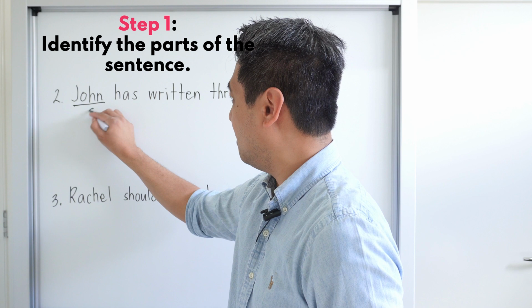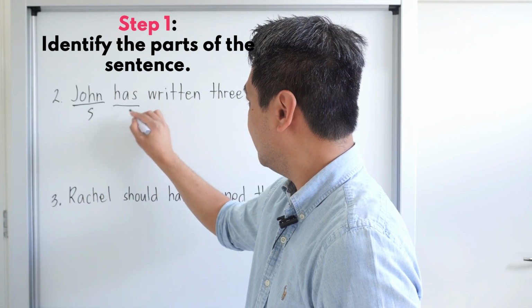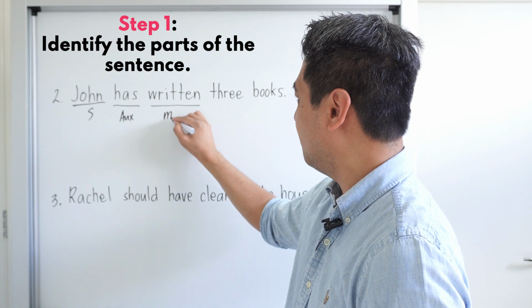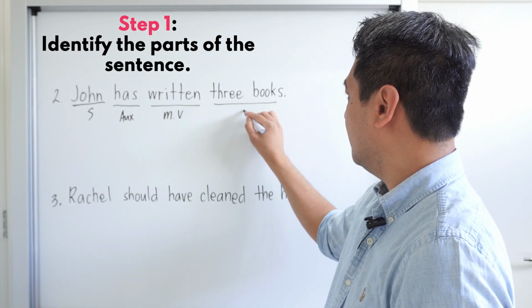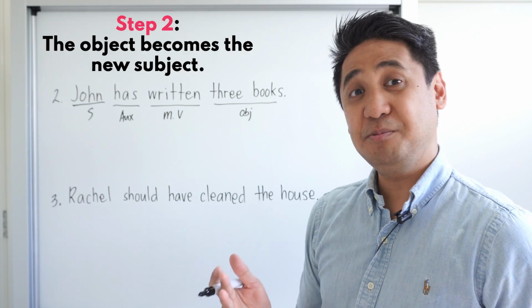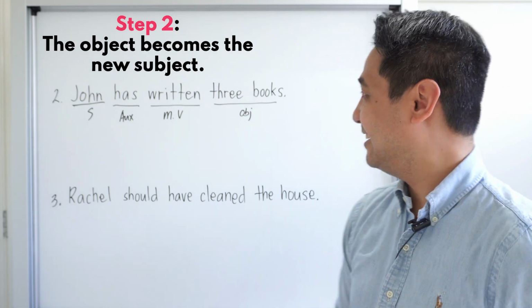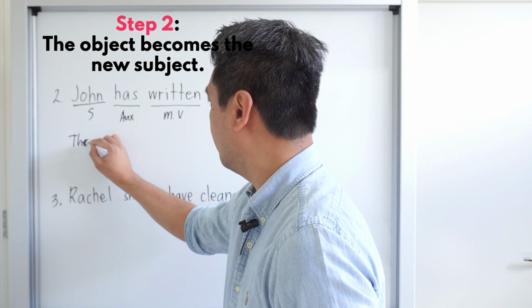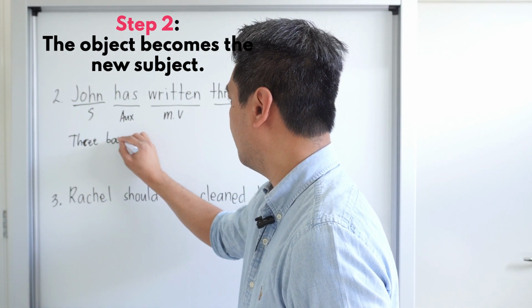This is your subject. This is your auxiliary verb. This is your main verb. And this is your object. Step 2. The object becomes the new subject. So, 3 books.